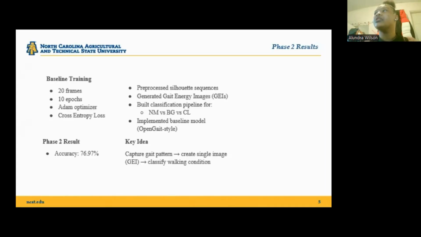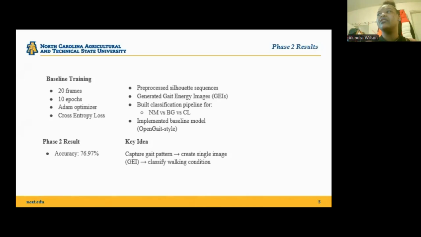The baseline architecture followed an OpenGait-inspired design. The model extracted spatial features from silhouette frames, aggregated temporal information across sequences, and then performed classification. One of the key ideas behind the baseline was preserving temporal motion information instead of relying only on static images. This allowed the model to learn movement-based patterns that differ across walking conditions.